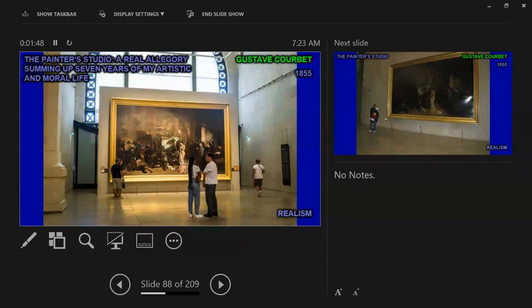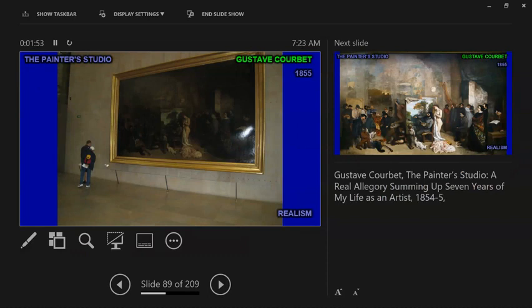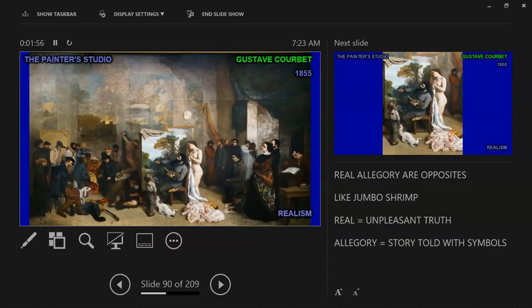All right, hey, this is how big it is. In Texas, we call that a big'un. All right, another photo showing how big it is. All right, things that are real and things that are allegories, those are two opposite words, like a real allegory. It's kind of like jumbo shrimp. It's an oxymoron. So things that are real, that's the unpleasant truth. And things that are allegories, that is a story told with symbols. So take it all in. We're going to look at different parts of it.